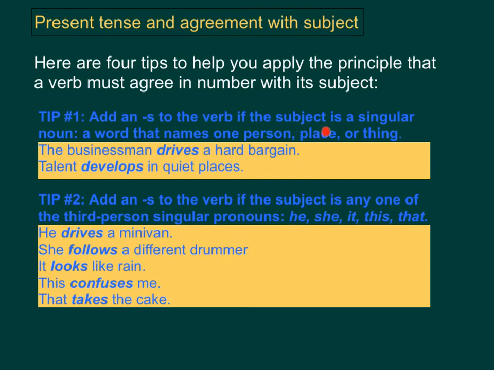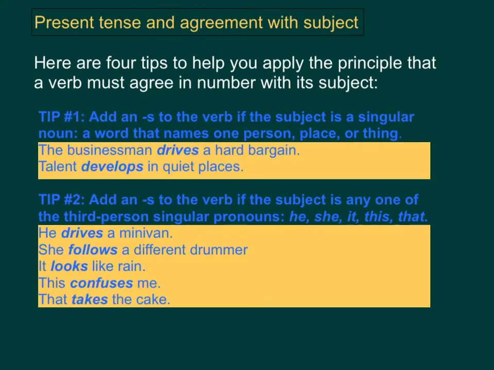當我哋嘅主語係單數嘅時候，我哋可以喺動詞後面加 s. Let's look at some examples. The businessman drives a hard bargain. 喺呢一個句子入邊，businessman 係我哋嘅 subject，而佢係一個單數，所以我哋喺個 verb drives 後面可以加 s.